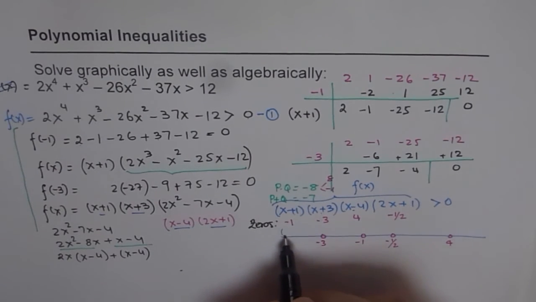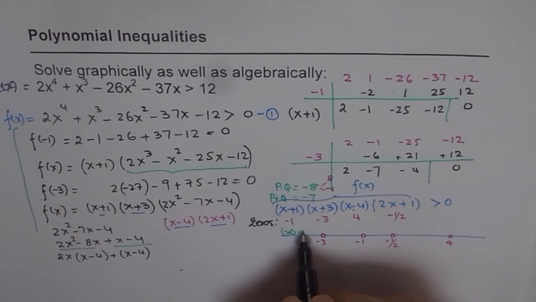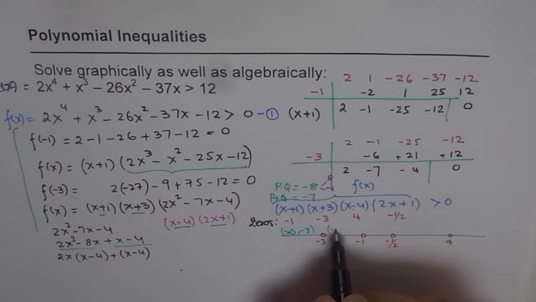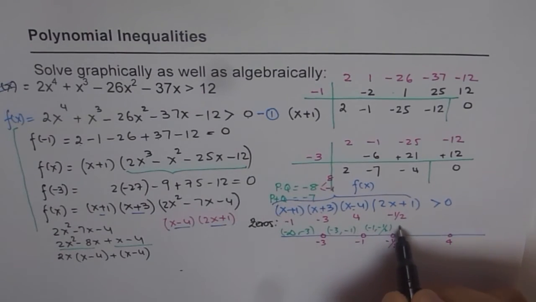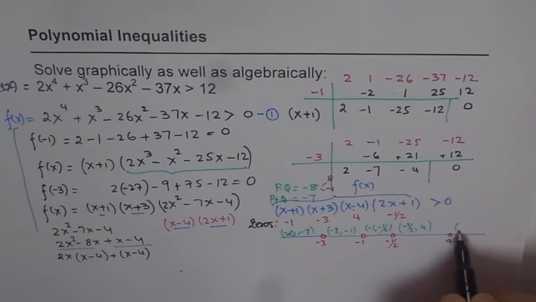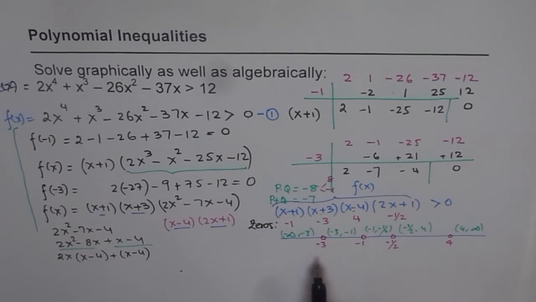So the intervals for us are minus infinity to minus 3. And this interval is from minus 3 to minus 1. And then we have interval minus 1 to minus half. And then from minus half to 4. And then from 4 to infinity. So 4 zeros give us 5 intervals. Important thing to note. It is a part of communication question sometimes.